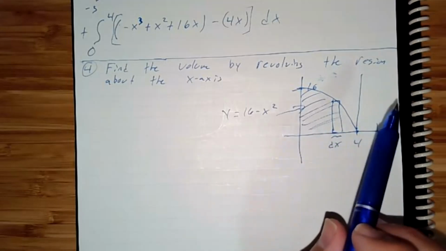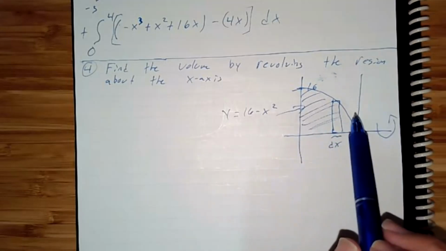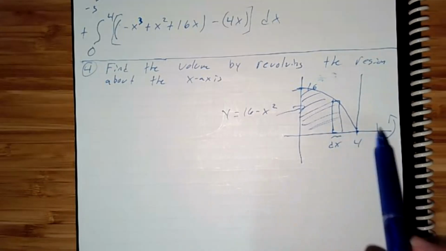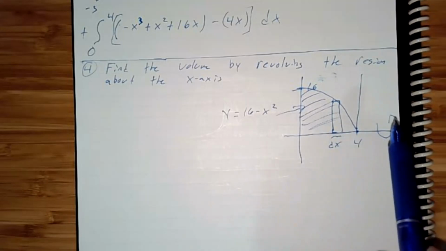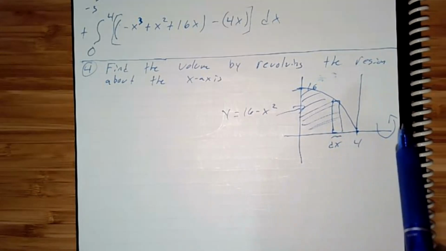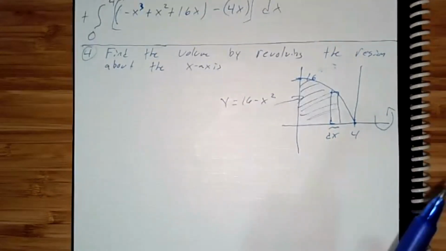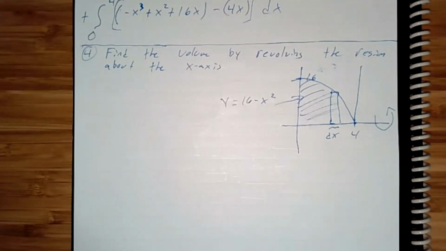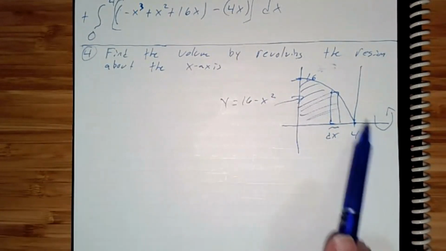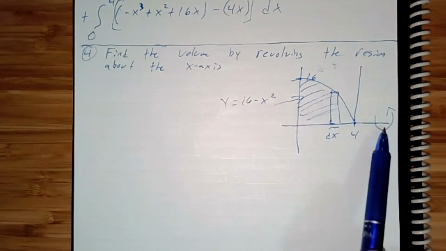Now we need to decide which method is perpendicular to the axis of rotation. They didn't tell us which method to do. They just said find the volume. So is it disc, washer, shell? What is it? Perpendicular source. Disc. Yeah, it's going to be disc because it's right on the axis and the slice is perpendicular to rotation.